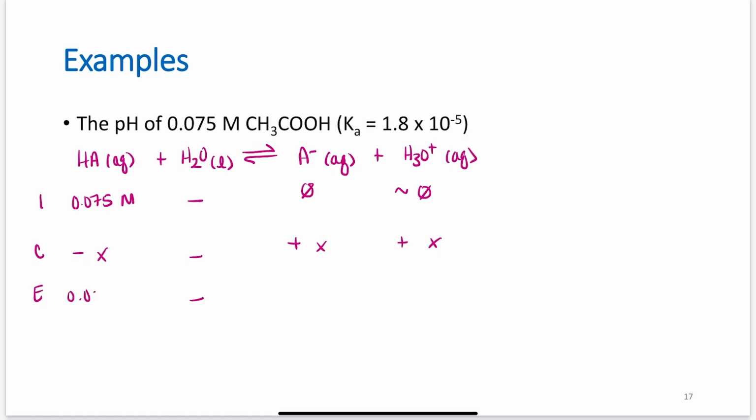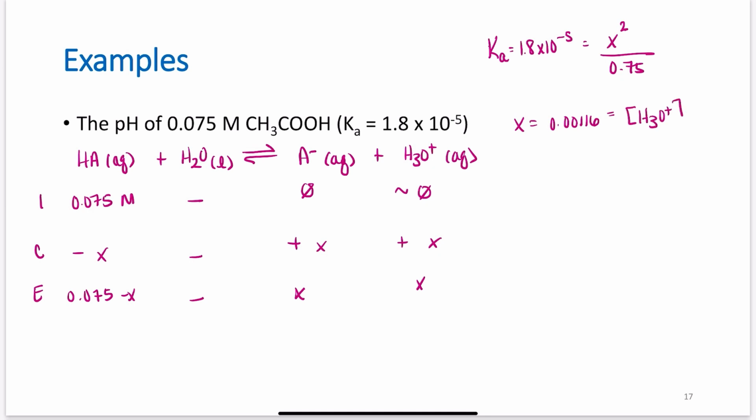And at equilibrium, I have 0.075 minus X for HA, X for A-, and X for H3O plus. Set up my Ka expression. Ka is equal to 1.85 times 10 to the minus 5th, and this equals X squared over 0.75. Solve for X, and I get 0.00116. Again, this equals my H3O plus concentration. Take the negative log of that value to find pH. And my pH is 2.93.